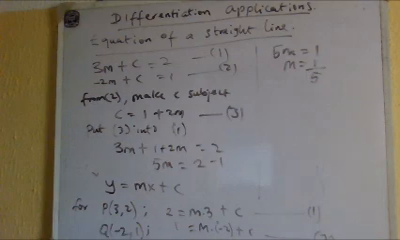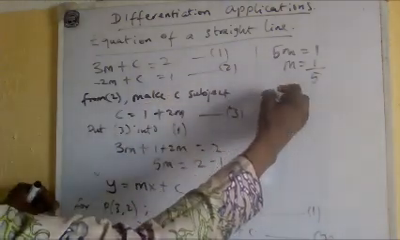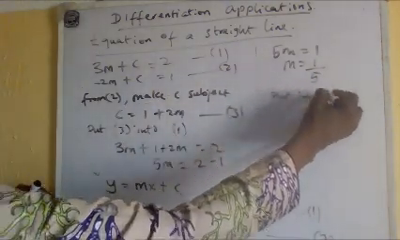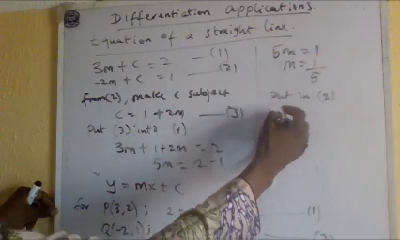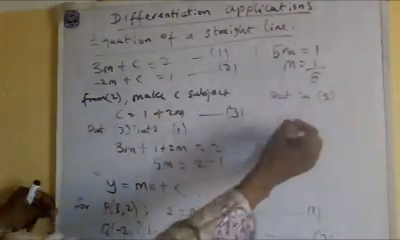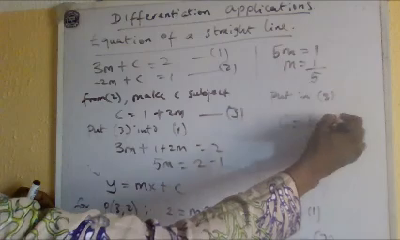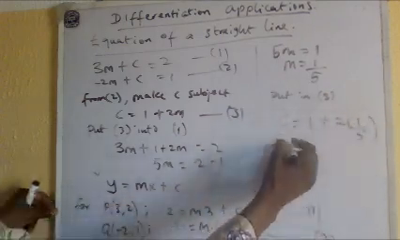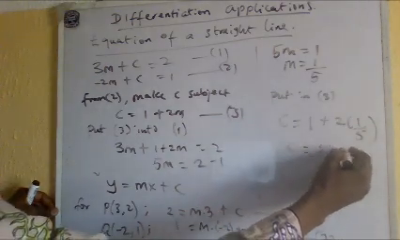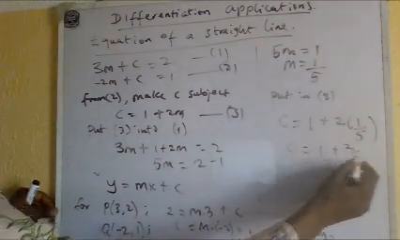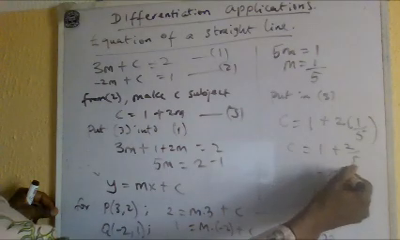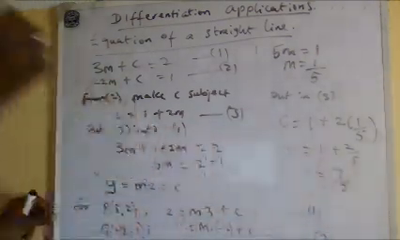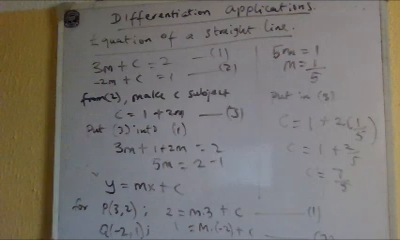Now I can put this in C again, put in 3 to get C. So where I see C, C is equals to 1 plus 2m. M is 1 over 5. So C is equals to 1 plus 2 over 5, and C is equals to 7 over 5. So I've gotten C and M.